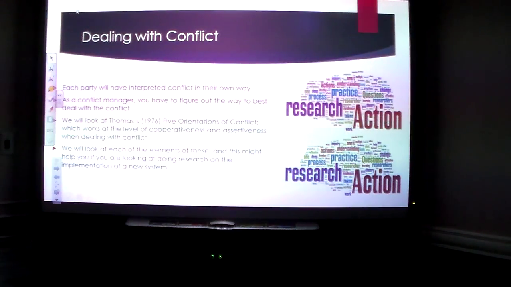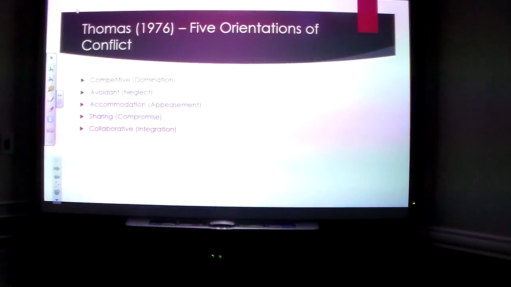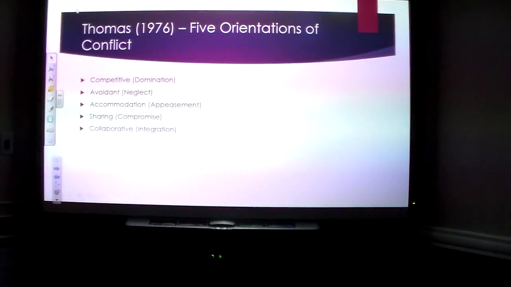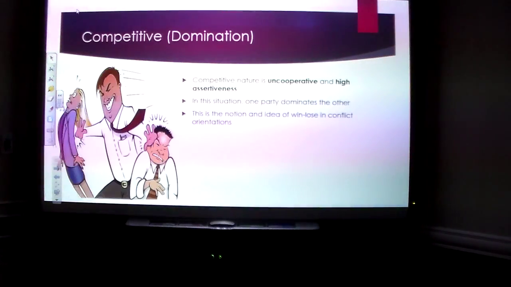So every party has interpreted conflict in their own way. We're going to look at the 5 orientations of conflict, and we'll look at each element of these, and it might help you if you're doing research on a new system and pushback from teachers and staff. So we're going to look at competitive, avoidant, accommodation, sharing, and collaborative.